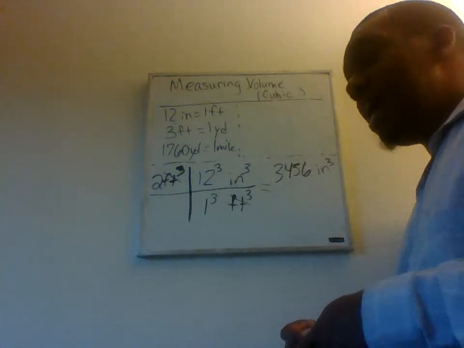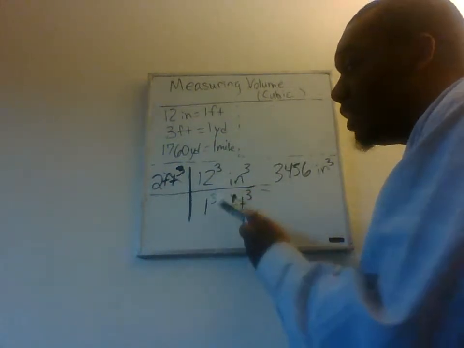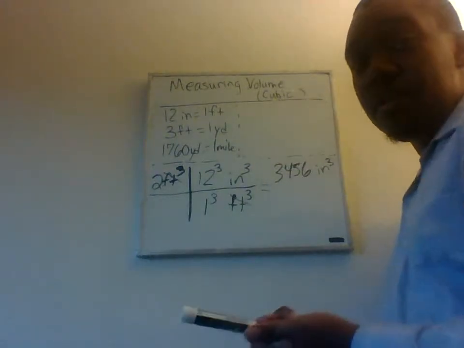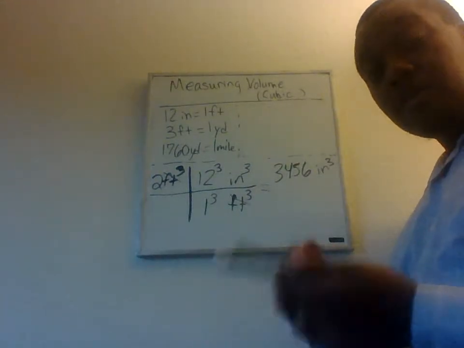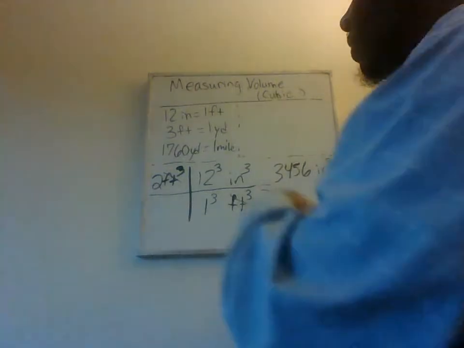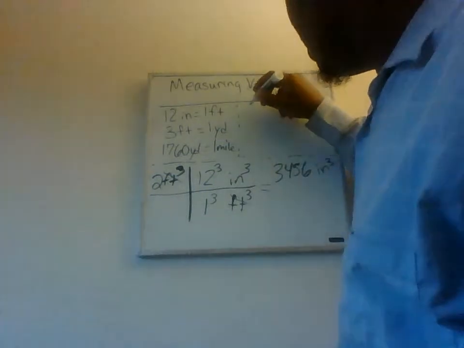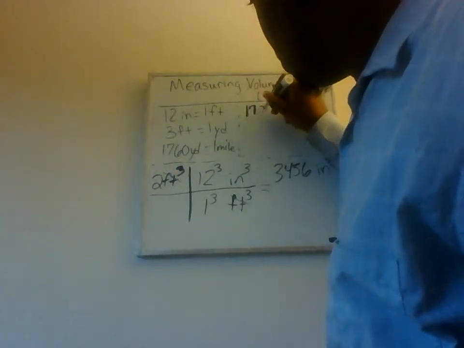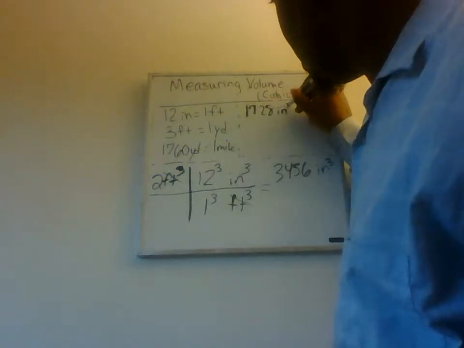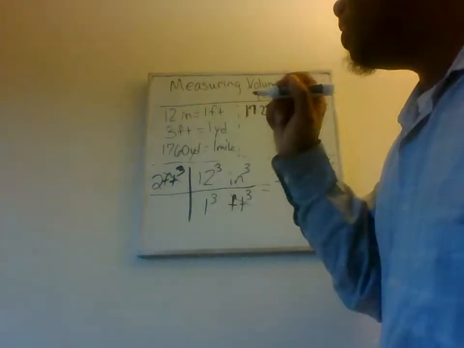Now, for those of you that feel like you'll have trouble with this and you just want to know what's the conversion factor straight up, you can find that yourself. How? Same way you did with area. Since we're cubing all our numbers, all we have to do is cube these guys. So 12 to the third power will give us 1,728. So this will be cubic inches equals 1 cubic foot.